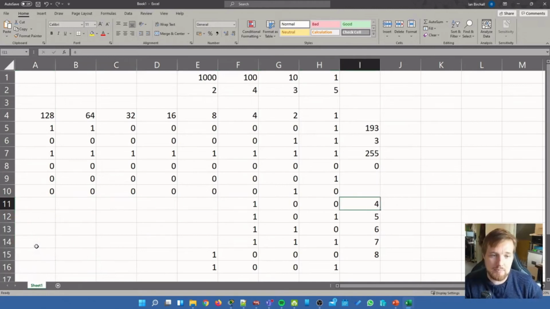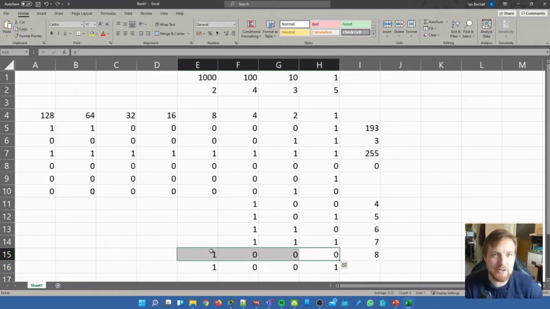One of the downsides with binary is that it takes up a lot of space to signify a very, very simple number. So even just to say the number 8, which in decimal we can do with a single character, we've had to use 4 binary bits. And that is one of the downsides. If you ever want to convert decimal into binary, it's a slightly different process.